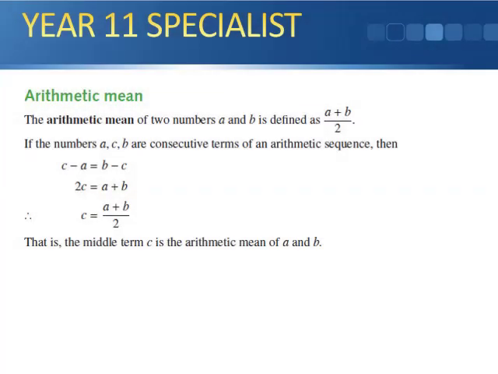Arithmetic mean. Okay, there's a rule to find the mean. The mean is when you add the two up and divide by 2. So it's the middle of them, you know what the mean should be anyway.